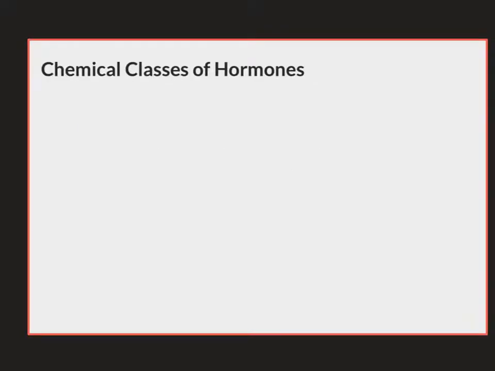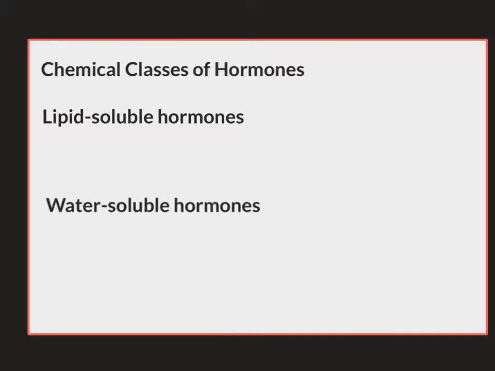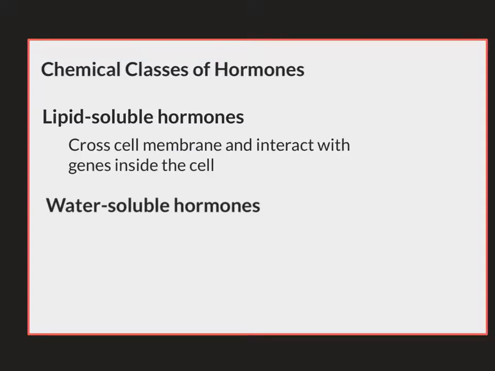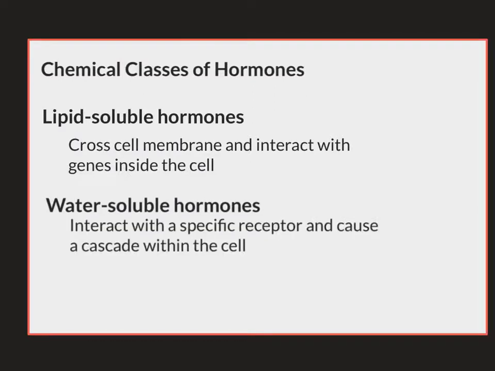Broadly, we can classify hormones as to whether they are soluble in lipids, fats, or those which are soluble in water. Lipid-soluble hormones cross the cell membrane and interact with the genes inside the cell. Water-soluble hormones will interact with a receptor on the outside of the cell and then cause a cascade of events to happen within the cell.